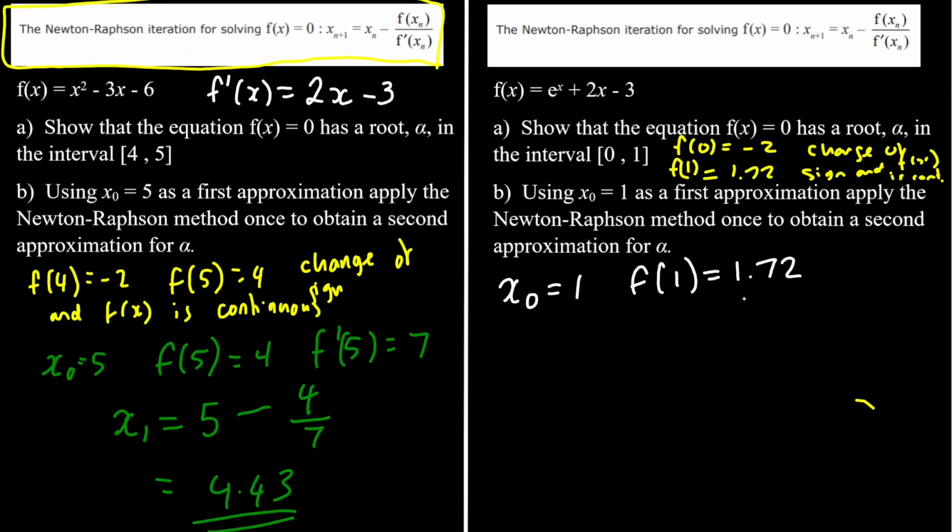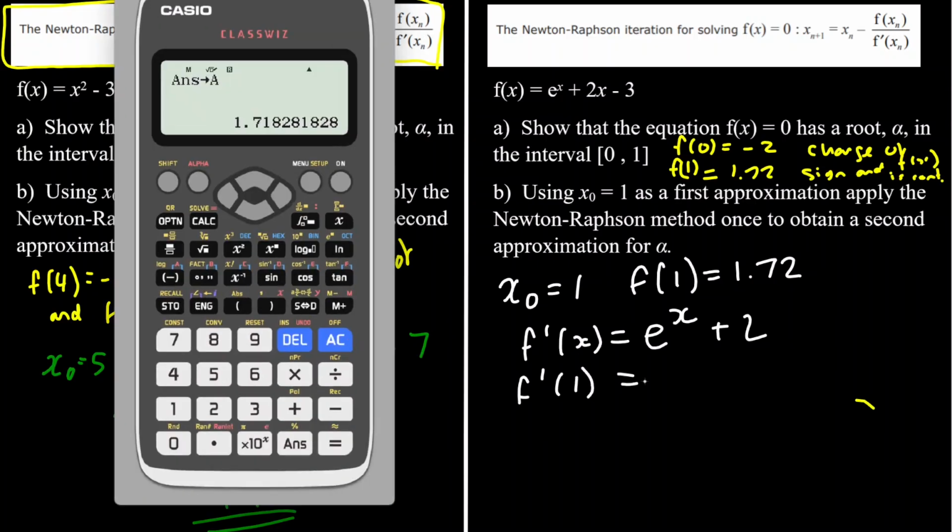and we need the gradient function. So f prime x, f dash x, the gradient function, when we differentiate e to the x, it stays the same. 2x differentiates to give 2, and the negative 3 has got no gradient. So if we put 1 into our gradient function, we get 4.72.